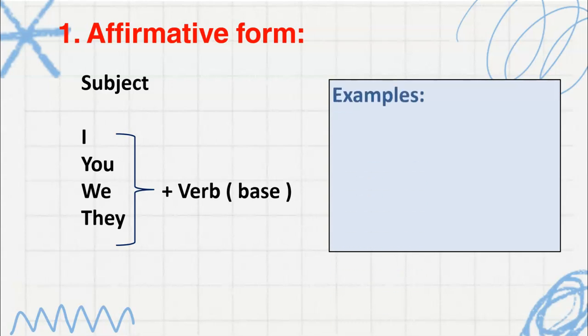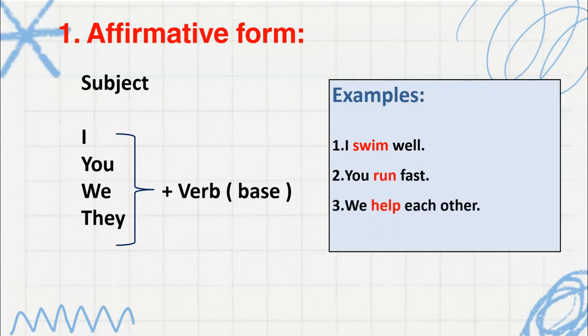For example, I swim well, you run fast, we help each other, and they play games. As you see here, we did not make any changes for these verbs. We keep them as they are. Okay? So please remember, when you have I, you, we, and they, you never put S for the verb or anything when it is the present simple form.